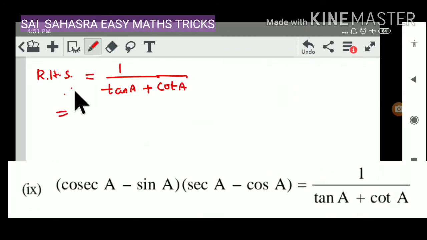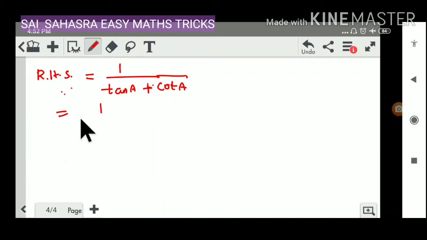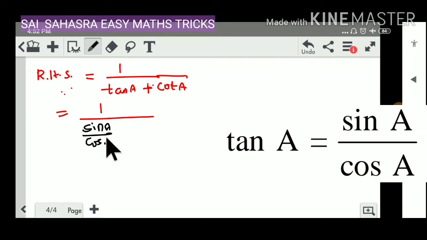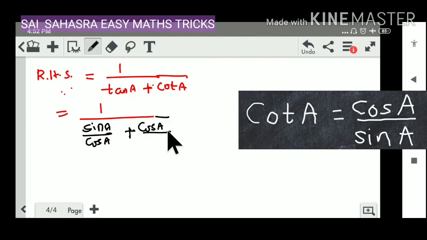That's it. In the right hand side we have 1 by tan a plus cot a. So this tan a and cot a, I want to convert them in terms of sin and cos. One will be as it is. Tan a can be written as sin a divided by cos a, plus cot a can be written as cos a divided by sin a. One will be 1 only.